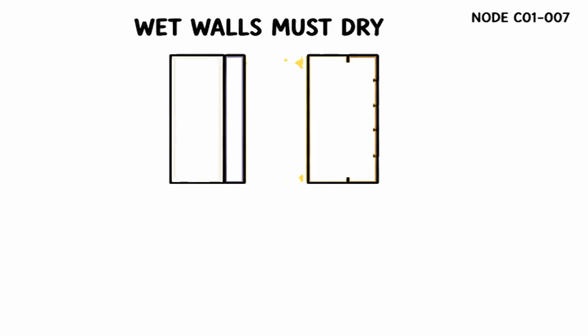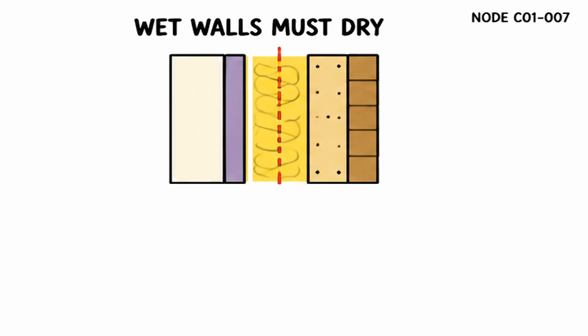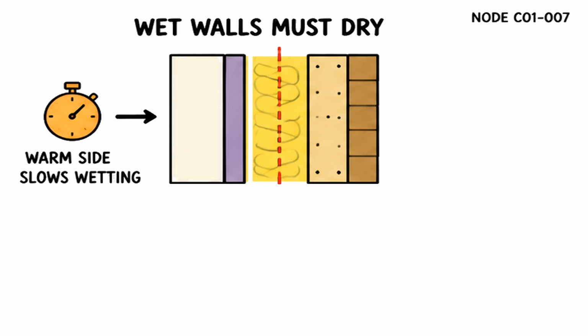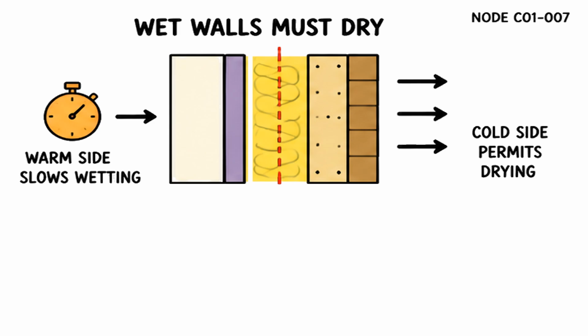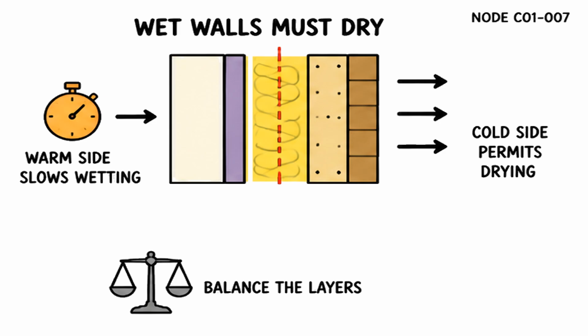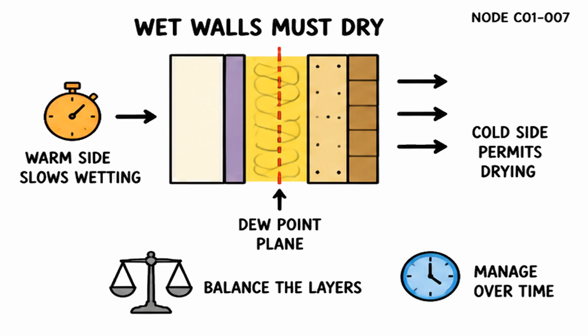A wall that gets wet must be able to dry. The warm side slows wetting. The cold side permits drying. Balance the layers around the dew point plane, and the assembly can manage moisture over time.